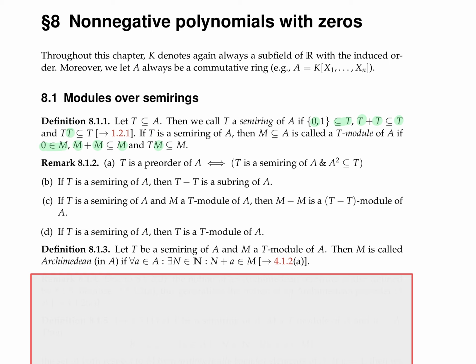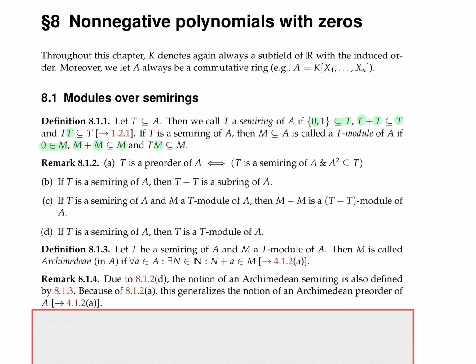So Archimedeanity is exactly defined in the same way. So it's compatible with our definition we have already for preorders. Okay. So that's what I write here. The notion of an Archimedean semiring is also defined by this, because a semiring is a module over itself. And this generalizes the notion of an Archimedean preorder, right? Because every preorder is a semiring, and Archimedeanity means the same.